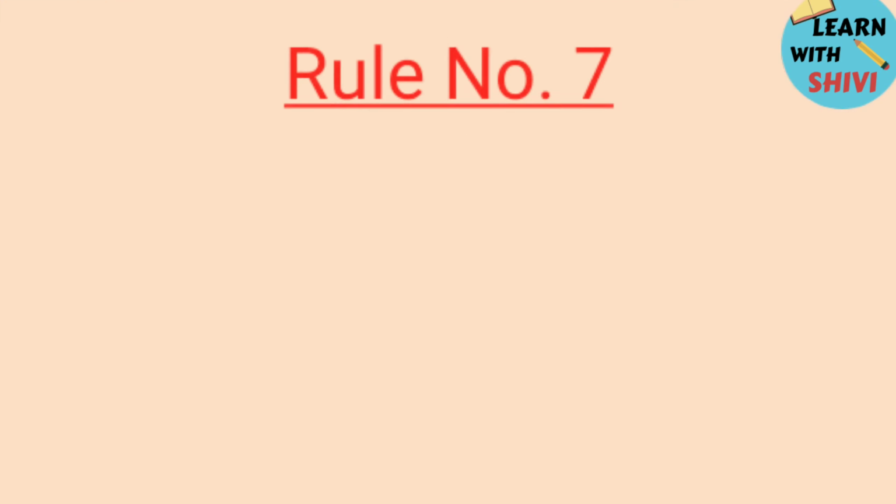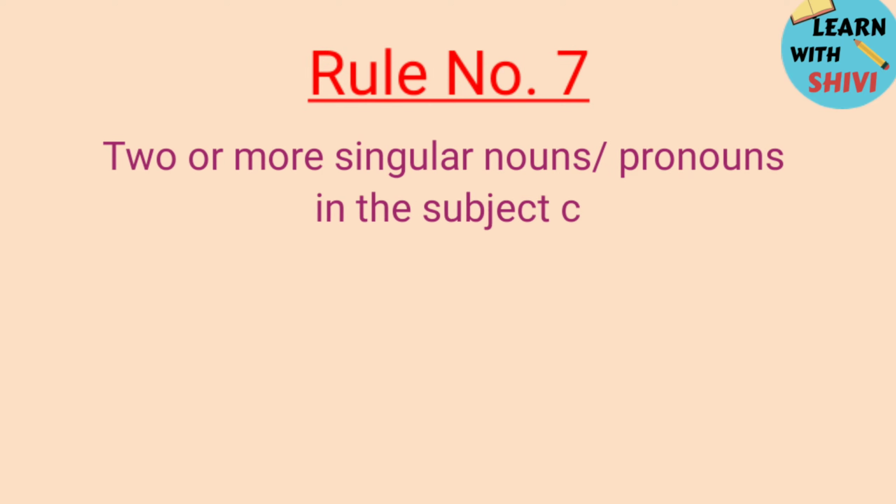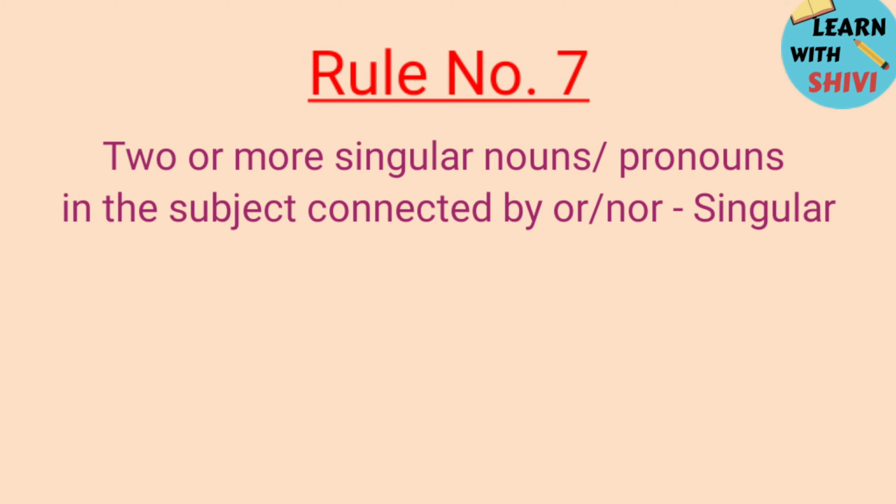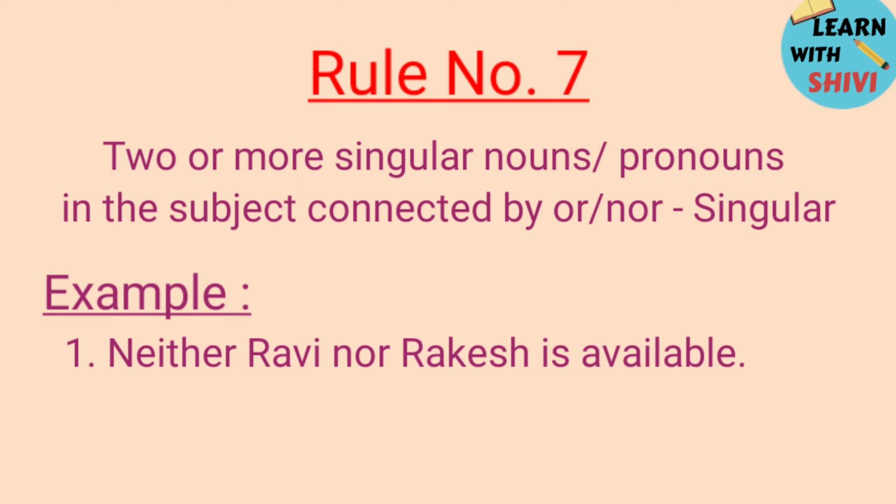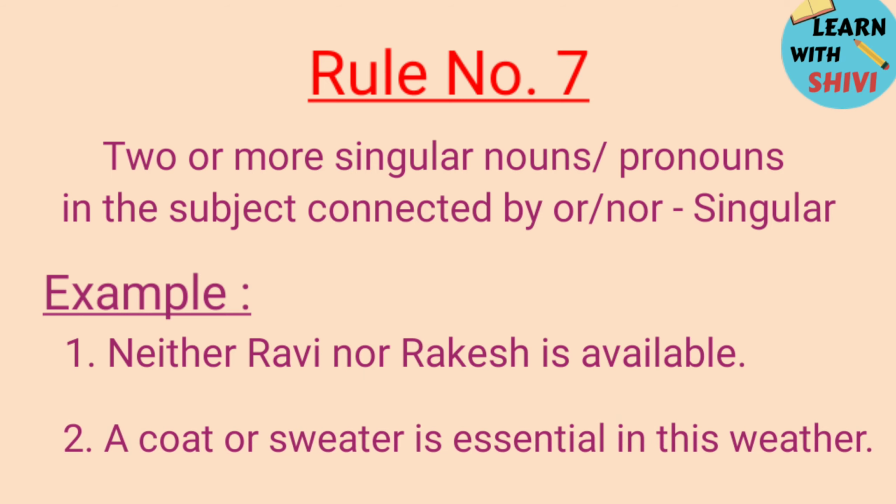Rule 7. When a subject has two or more singular nouns or pronouns connected by or, nor, the subject is considered as singular. For example, neither Ravi nor Rakesh is available. A coat or sweater is essential in this weather. Here, the subjects have singular nouns. Hence, the verb used is singular.